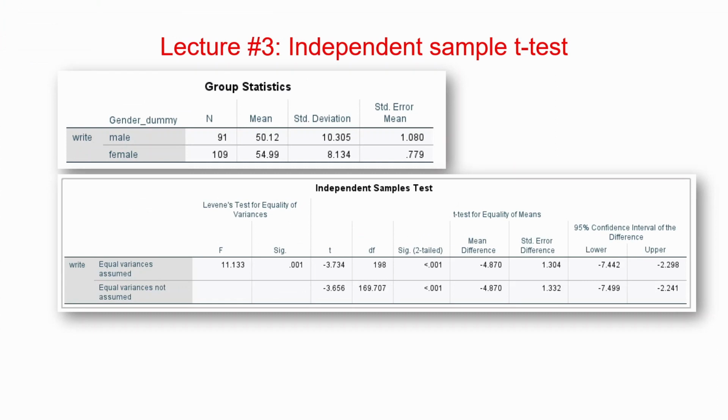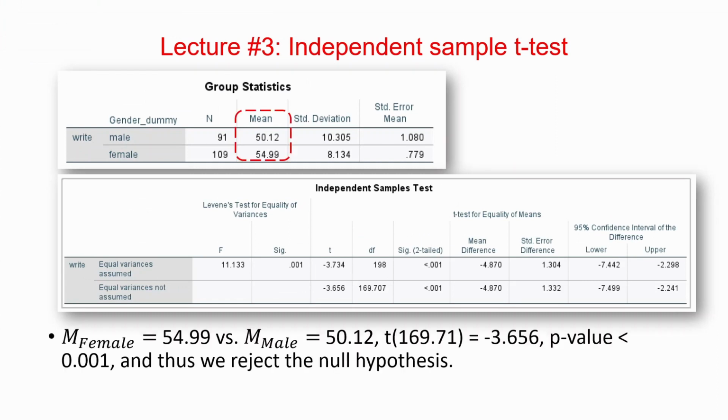On this slide, you can see two tables from SPSS. The first table provides two means. We can see that the mean of writing score for female students is 54.99. The mean for male students is 50.12. As you can see, these two numbers are kind of different.